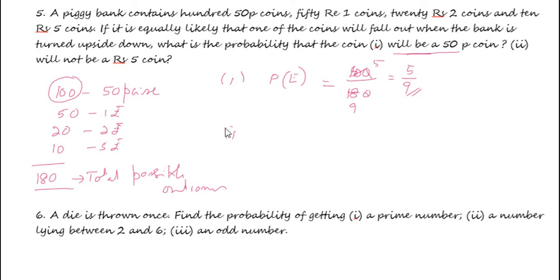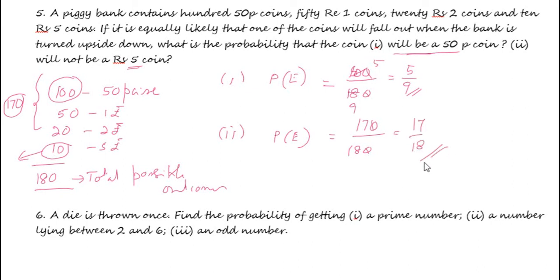Second one, will not be a 5 rupee coin. Will not be a 5 rupee coin means not this. It can be any one of these. So what is the possibility? You have how many? 100 plus 70, 170 coins. Any one of these can fall. Therefore, the probability of this event is favorable outcomes 170, total possible outcomes 180, zeros cancel. The answer is 17 by 18. This is the possibility of a coin other than the 5 rupee coin falling down.